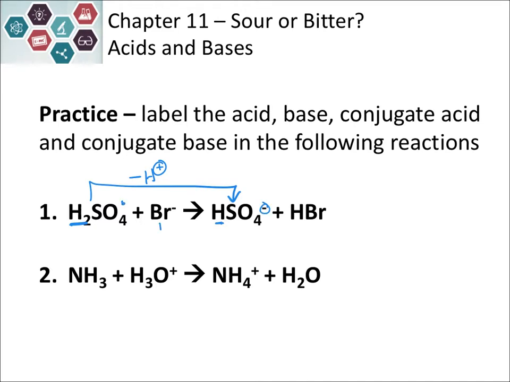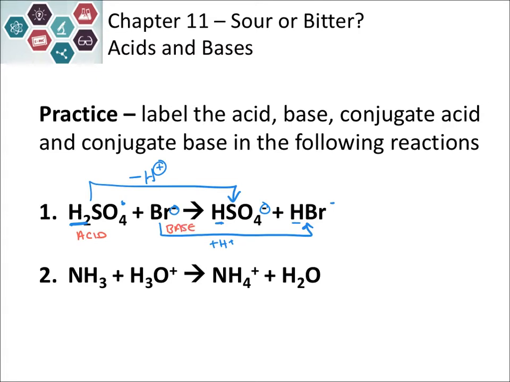Bromide is going from Br minus to HBr, so that's adding H plus. So we're adding on a hydrogen, and we're going from negative to neutral. So if that's the case, then the H2SO4 is losing H plus, or donating it. It means it's the acid. The bromine ion is adding H plus, which means it's the base.